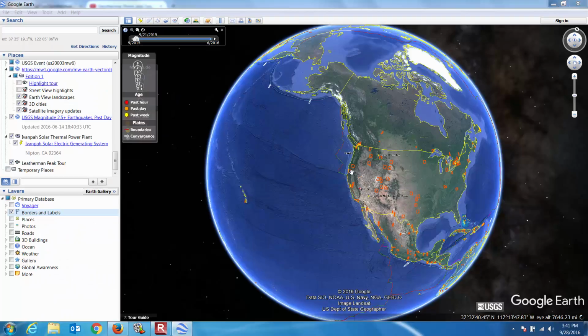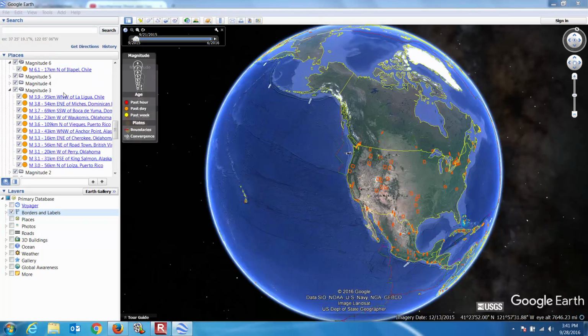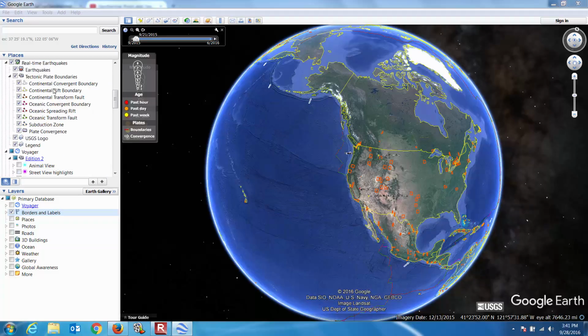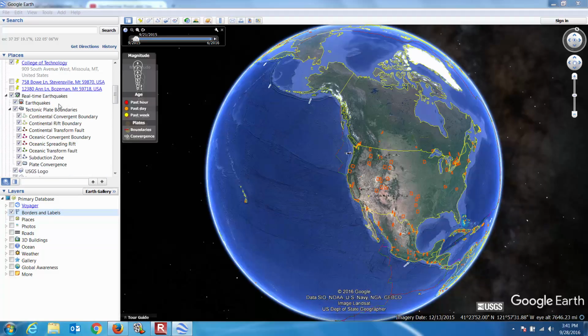So here's where we want to take a look. You can remember that you can click on your real-time earthquakes browser here, real-time earthquakes, tectonic plate boundaries. If you have this turned on, you can see how that turns on the tectonic plate boundaries, the different types of plates: transform, convergent, rift boundaries, spreading rift.